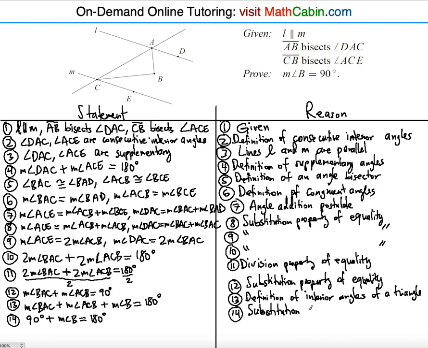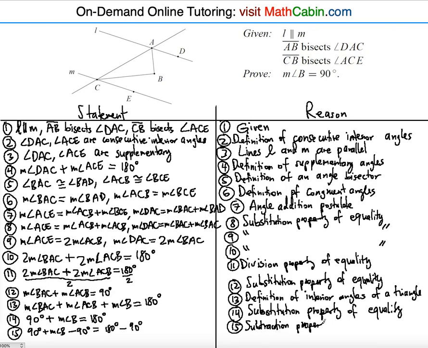Substitution property of equality. And now finally, you're going to subtract on both sides. So you're going to do 90 degrees plus measure of angle B minus 90 degrees is equal to 180 degrees minus 90 degrees. You're subtracting 90 from both sides, so obviously this is going to be the subtraction property of equality.